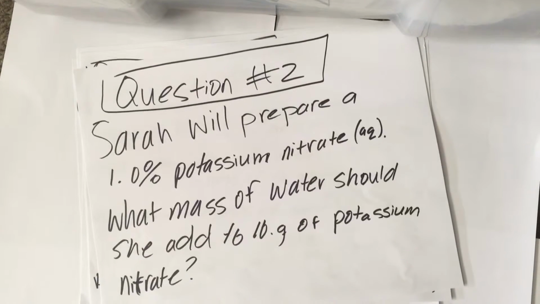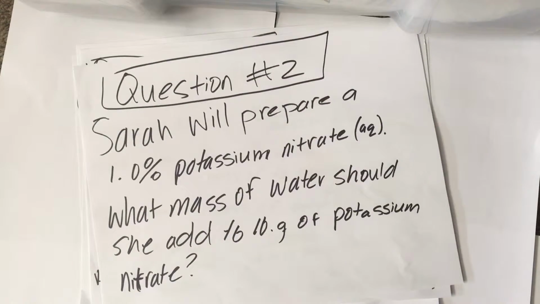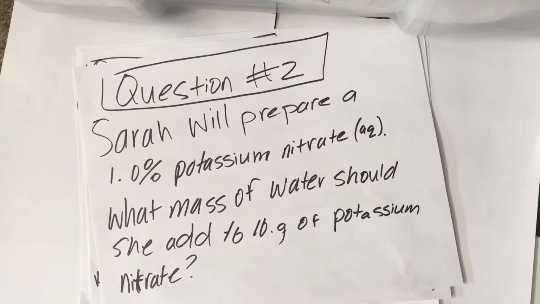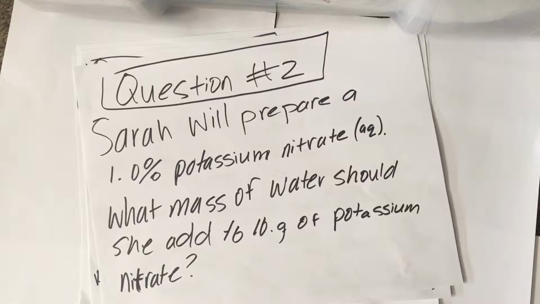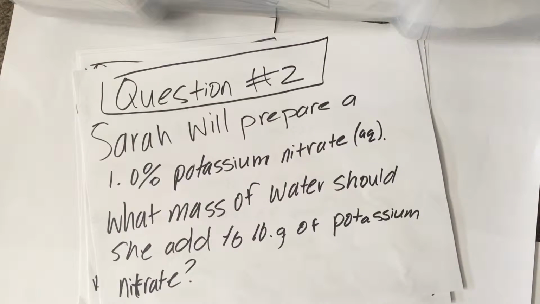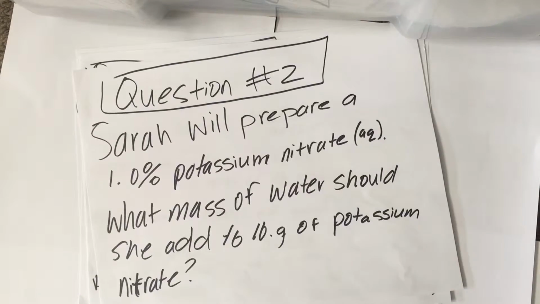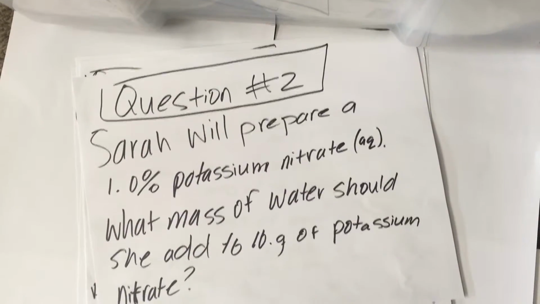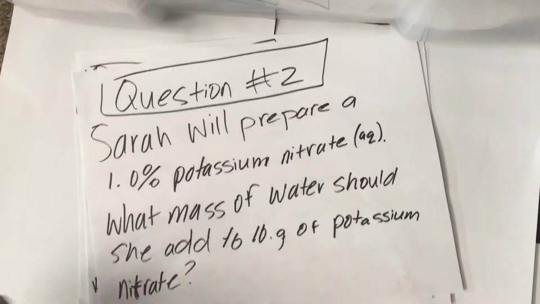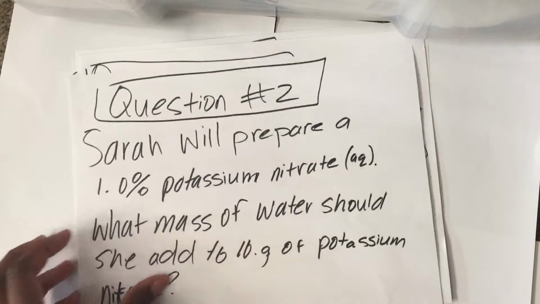Okay. So question number 2. Sarah will prepare a 1% potassium nitrate aqueous. What mass of water should she add to 10 grams of potassium nitrate? See, this question also had me wondering. I was like, oh, this is kind of confusing. I was up for a few hours trying to figure out how to even solve this equation.